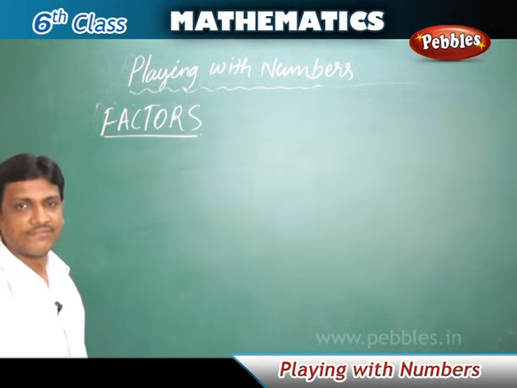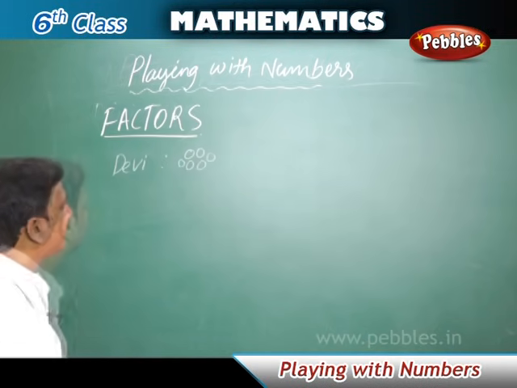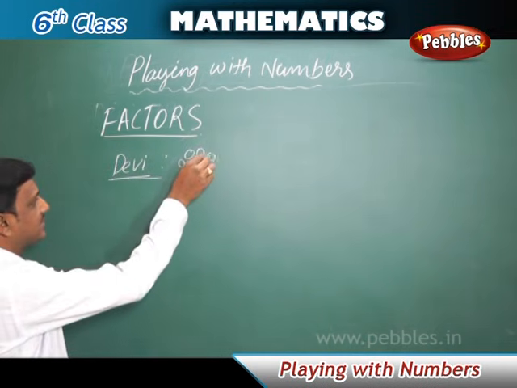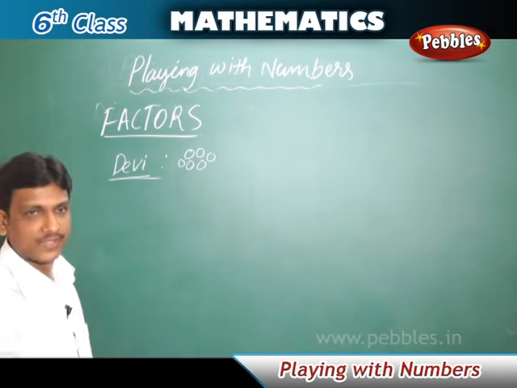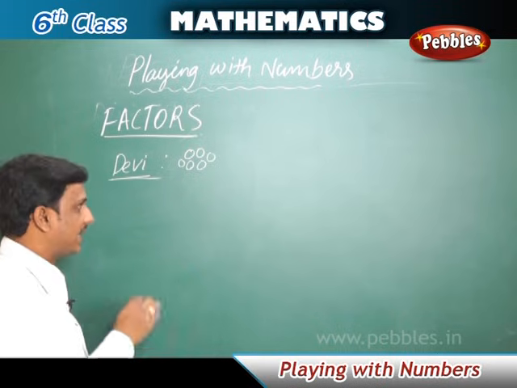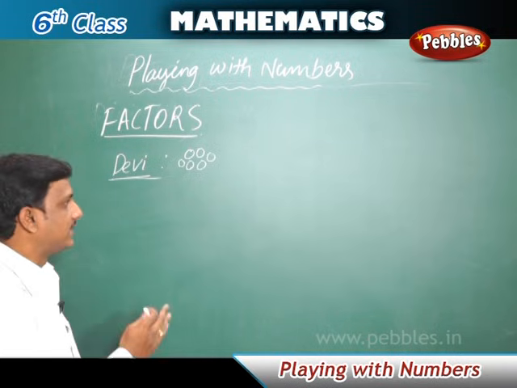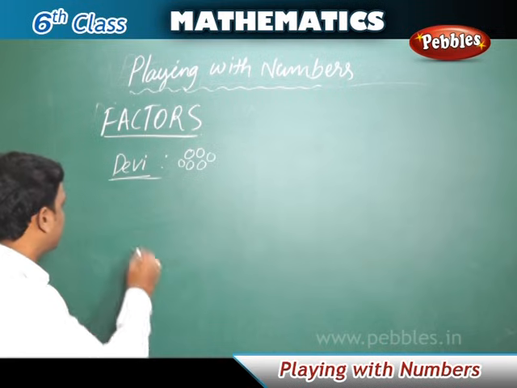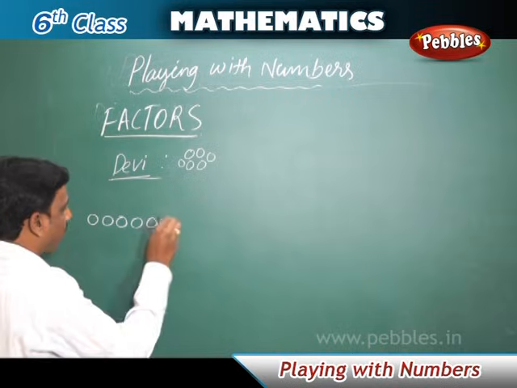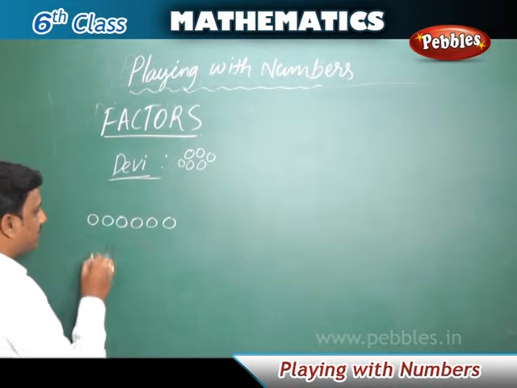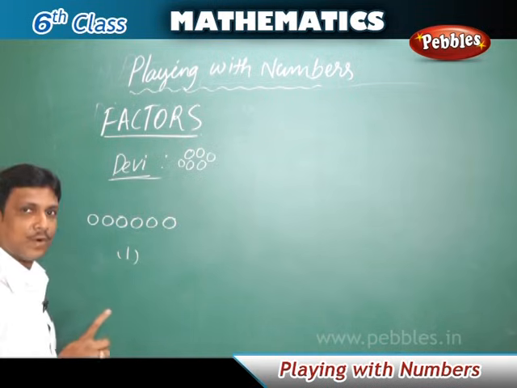Factors. What are factors? Let us understand the concept of factors with an example. Devi is having 6 coins with her. Now she wanted to arrange these 6 coins in some arrangements, but in every arrangement she wanted to maintain the same number of coins per column. Now let us see. In the first arrangement, Devi kept all the 6 coins in 6 columns. So this is arrangement 1. 6 coins in 6 columns. That is 1 coin per column.